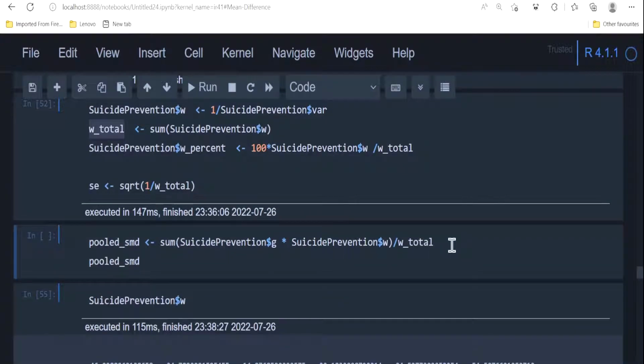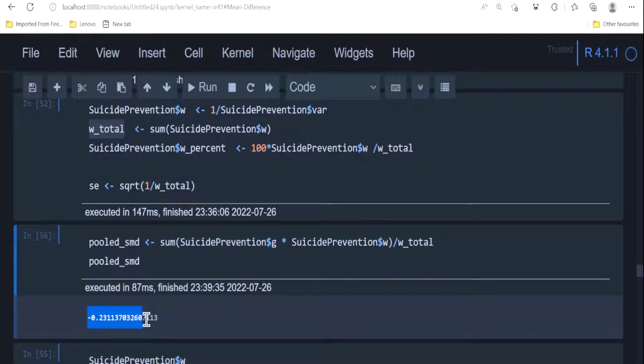Don't worry, we will use the package later, and we will compare whether our manually calculated pooled standardized mean difference is the same as the one you get using the package. So that is my pooled standardized mean difference. But if I want, I can put it in, because this is long, but again this PC is getting busy. I probably have to pause it.